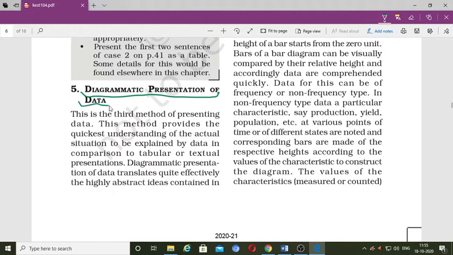This is another way of presenting data. So this method provides the quickest understanding of the actual situation. सिर्फ डायग्राम को देखने से आपको पता चल जाएगा कि डाटा क्या शो कर रहा है. Therefore, it is important to present the data through diagrams.